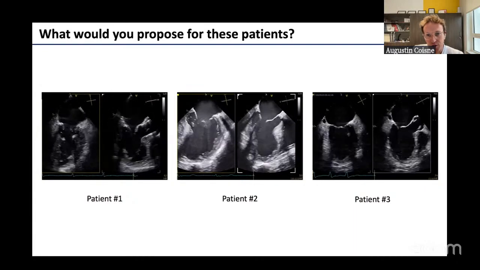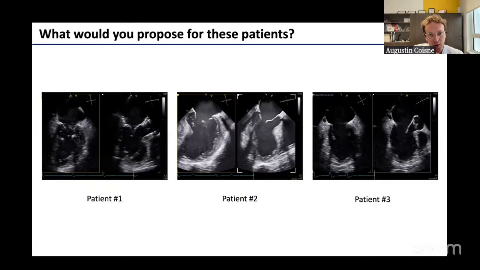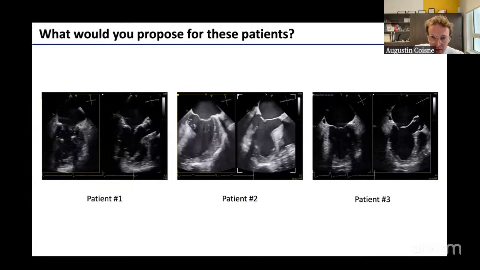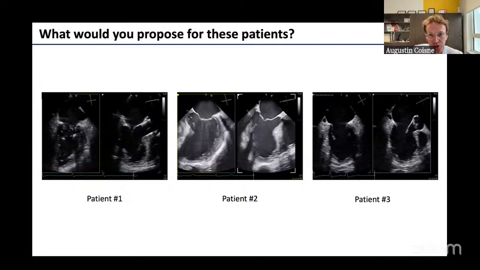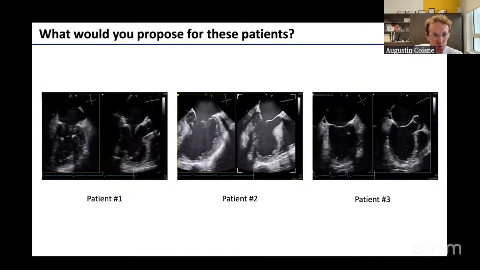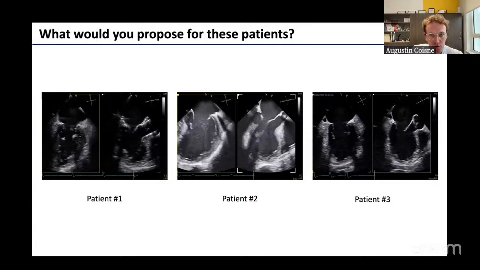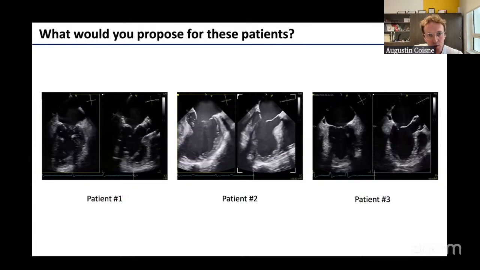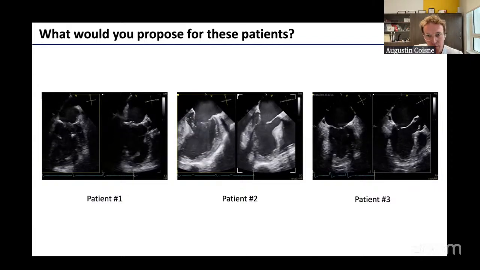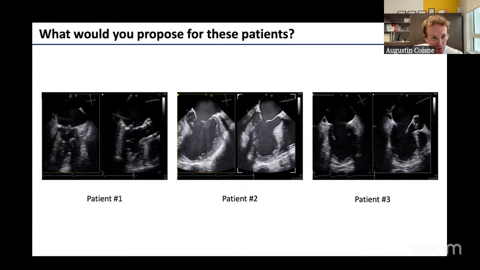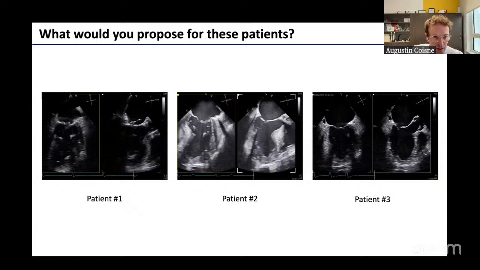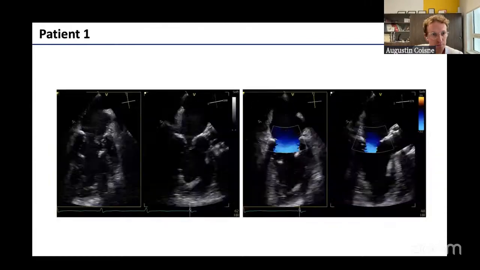We have patient 1, 2, and 3, and as you can see, it's always a TEE exam, and on the left for each patient you have the 2-chamber view or bicommissural view, and we did a biplane analysis on the right with the 3-chamber or LVOT view. And we're going to go deeper in the analysis of the anatomy of these patients.